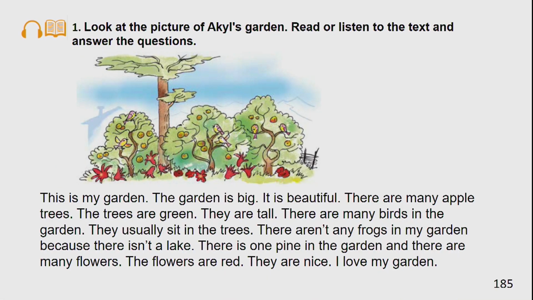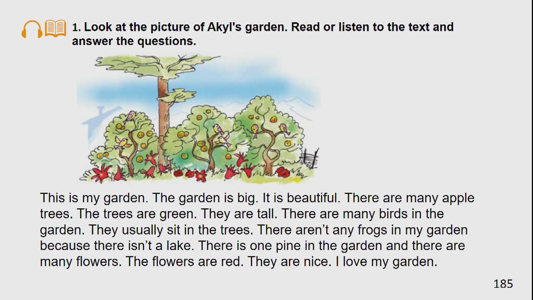For example, a garden. Finished. So what are these words? Apple trees, okay, trees, birds, frogs, lake, pine, flowers.